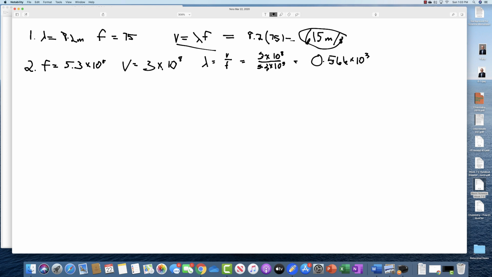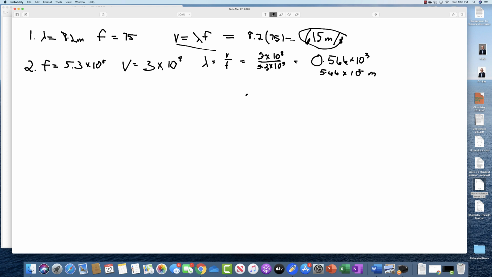But proper scientific notation leaves you with a number between 1 and 10. So you need to move this decimal over one spot so that it's 5.66 times 10. You moved it to the right one space, so you have to decrease your exponent by 1. Times 10 to the 2, or 566 meters. And that's the wavelength of this wave.